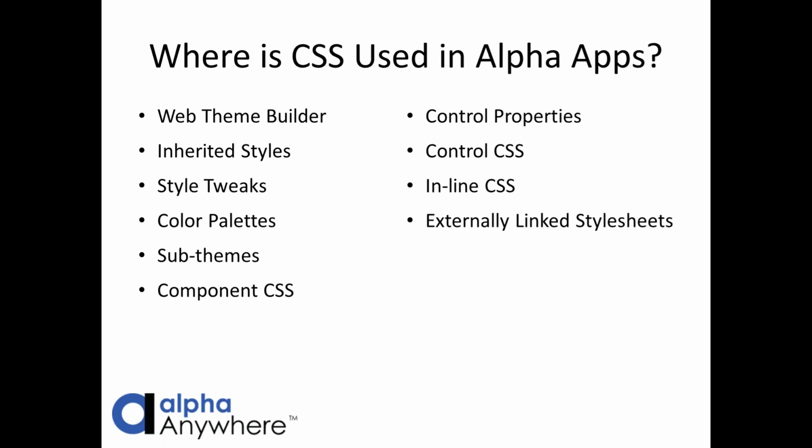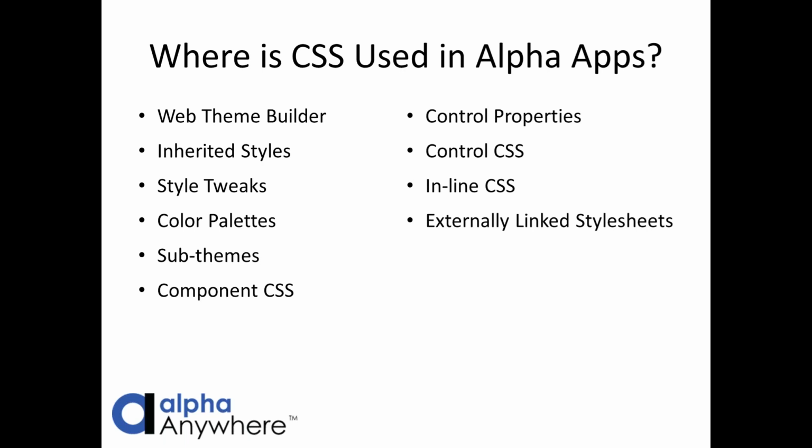So with regards to Alpha Anywhere, where do we use CSS? We use it everywhere. It's in the web theme, which contains all the definitions for all the controls that we have in the UX component, how they're positioned, their colors, their fonts, their placement, all that's in the web theme. You use it in an inherited style, which is based off of a web theme, but has some extra information in it. You use it in style tweaks, which tweak your current web theme by adding a sub theme or changing a class definition. Maybe you change your button class so it has borders on it instead of none by default.